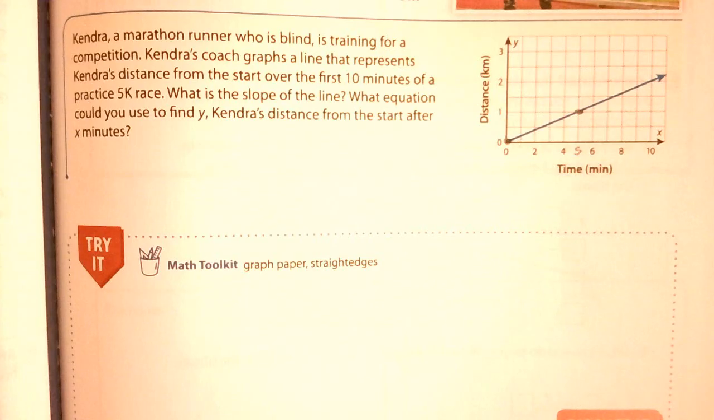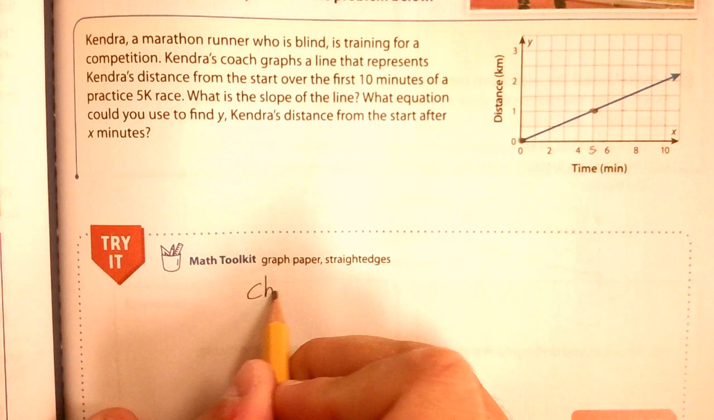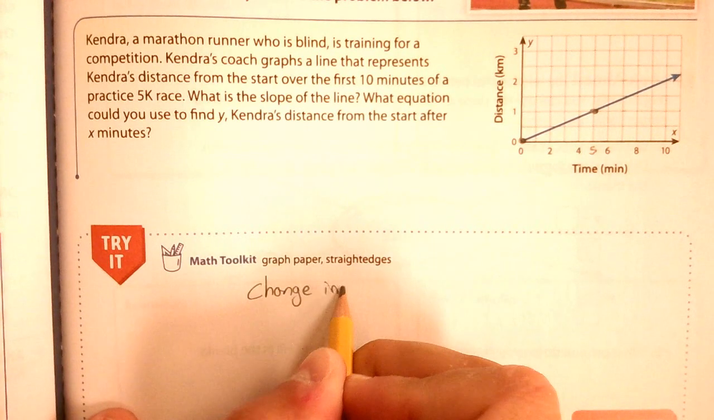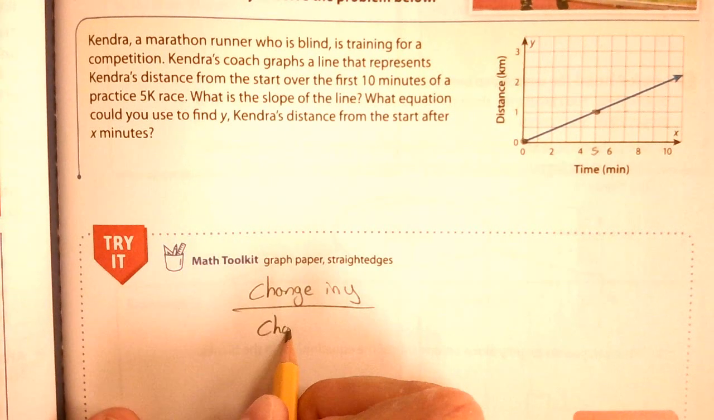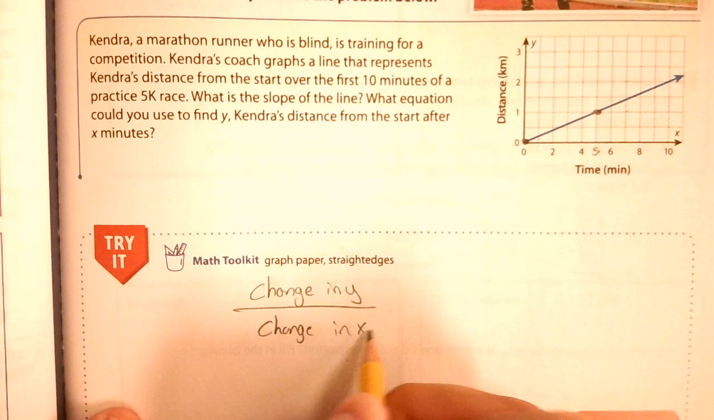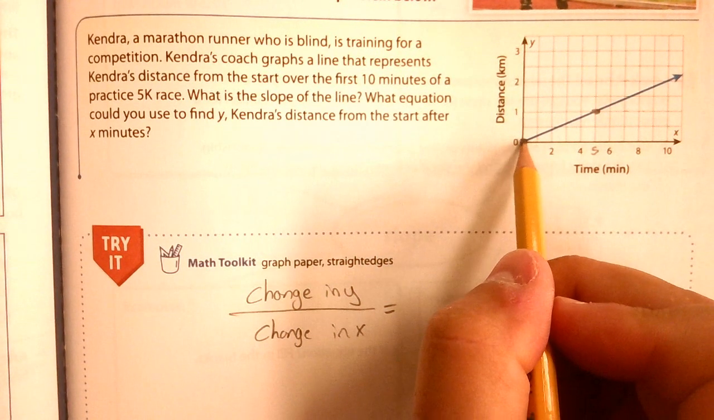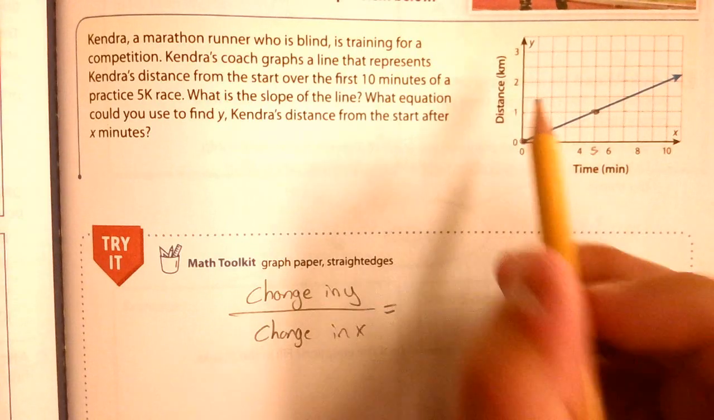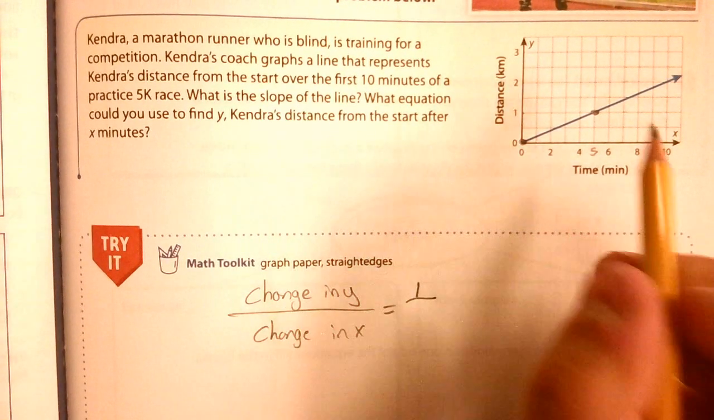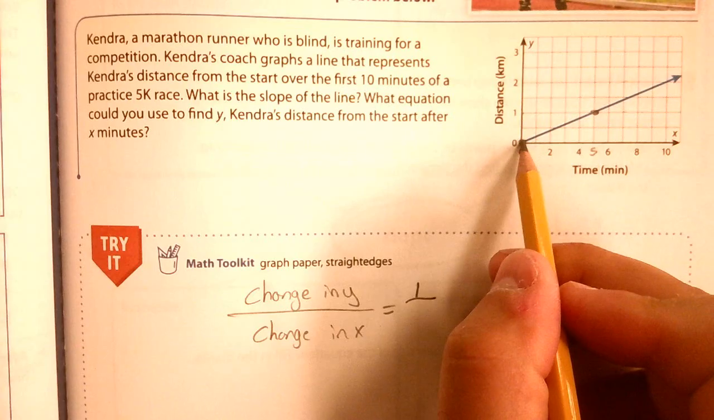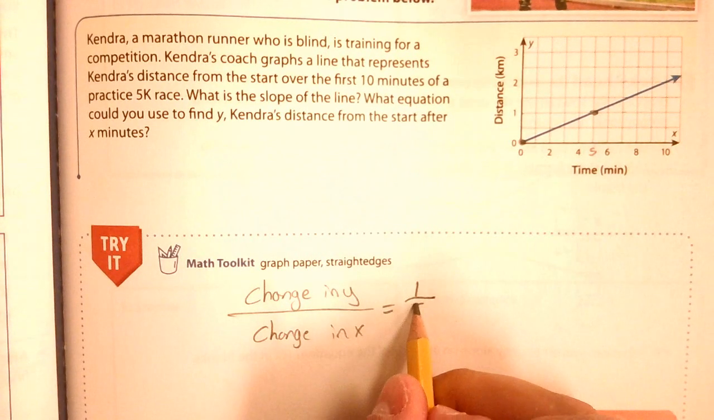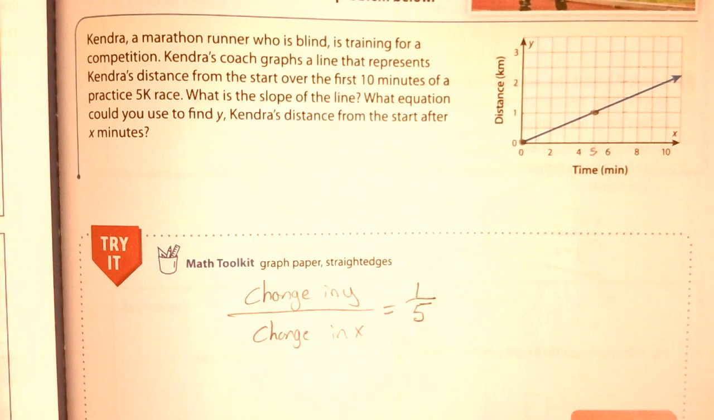So I could do my change in y, okay? Remember we talked about how change in y over change in x gives us our slope. Well, my change in y goes from 0 up to 1, so my change in y would be 1. And then my change in time, my x, would be from 0 to 5. So my slope is 1/5. Okay? So she runs 1/5 of a kilometer every minute.